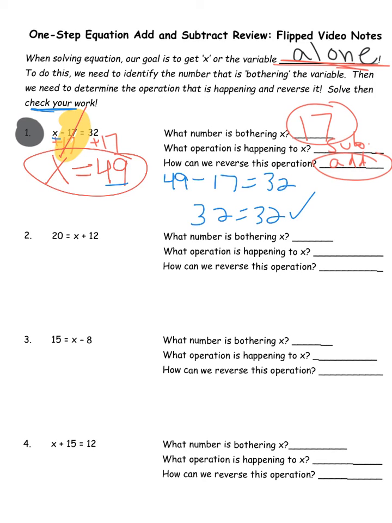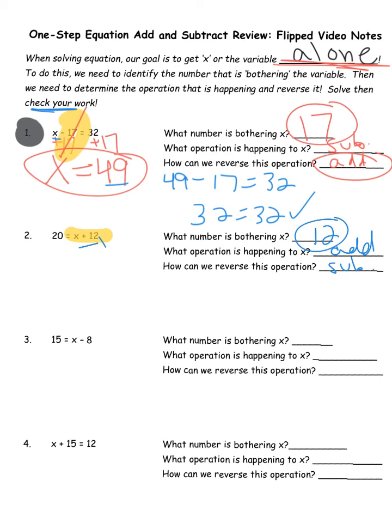What number is bothering x? Well, in this case, this problem is a little bit weird because it's flipped around. We can see x is on the right-hand side, which we don't see all that commonly, but I do want you to get used to it because you'll see it quite a bit in this class. It says x plus 12, so I know 12 is bothering x. What operation is happening? I said plus, so it's add. And then what will reverse the plus 12? We would have to subtract from both sides, and the magic number I'm going to subtract is 12.